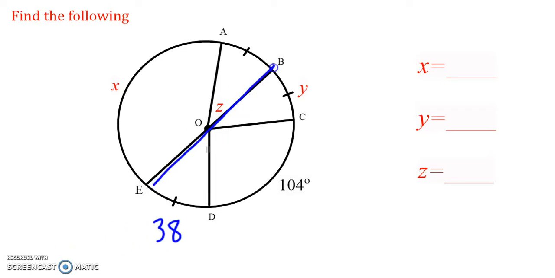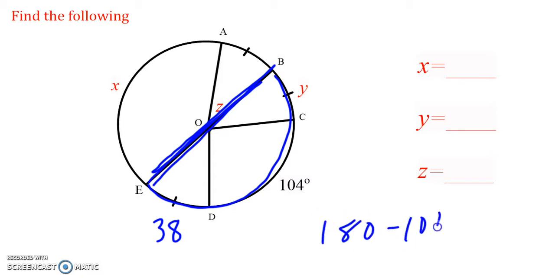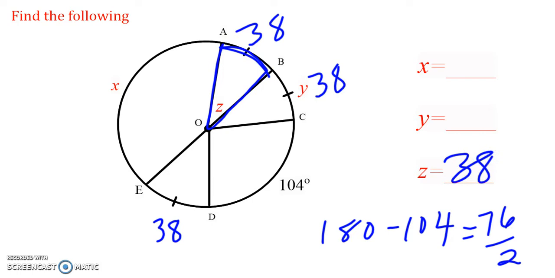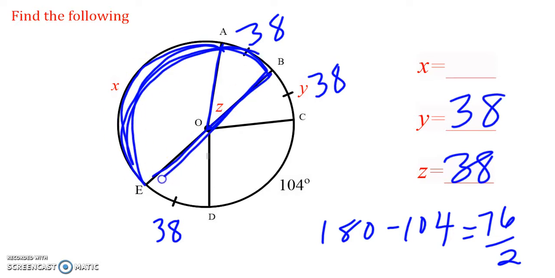So like I said, I'm going to take that this is a diameter, and under a diameter, this is 180. So if I take 180 minus 104, I'll get 76, and I take that answer and divide it by 2. That gets me 38 here and 38 here. This will obviously be 38. Z is a central angle, so it is the same as the arc that it intercepts. So Z is 38. Y obviously is 38, and x over here is the upper half of the semicircle, and so I only have 38, so it's 142.